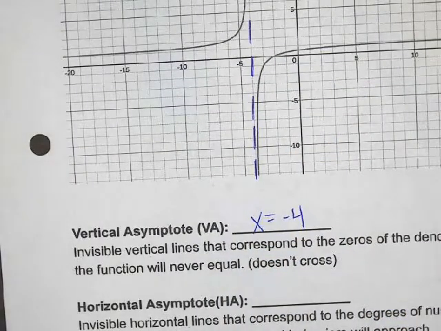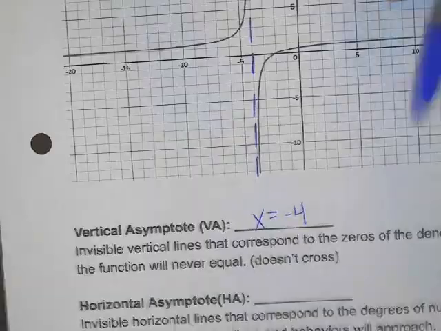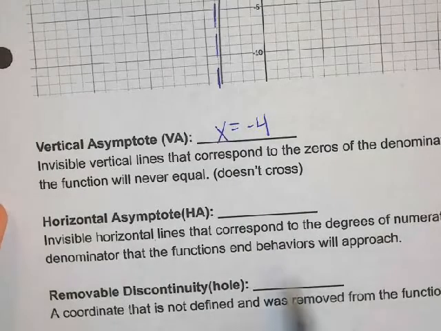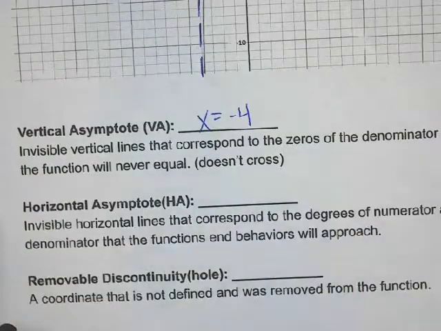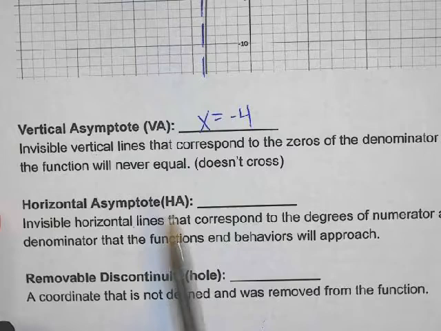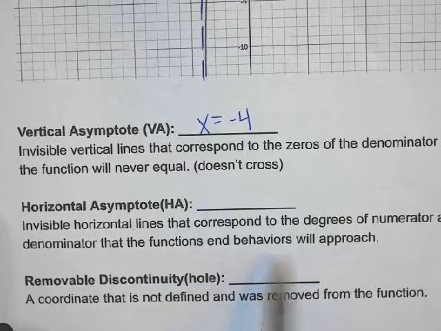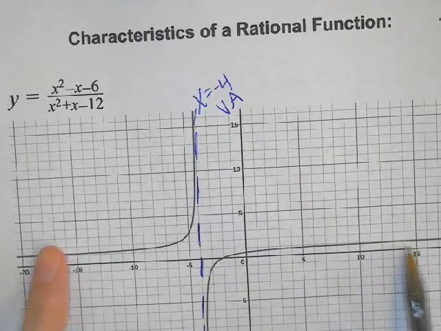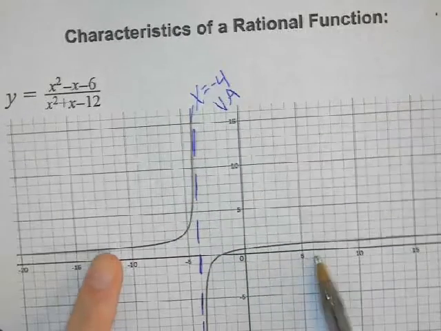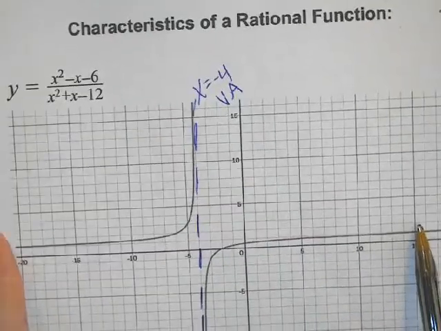The horizontal asymptote, we mentioned before that it's also an invisible line, but it corresponds to the degrees of the numerator and denominator. We'll talk about that in a moment. But lately we've been saying that a horizontal asymptote is where the end behaviors approach. So the ends of the graphs, we want to know what are the ends of the graphs approaching, what y value, what output are they getting closer and closer and closer to.